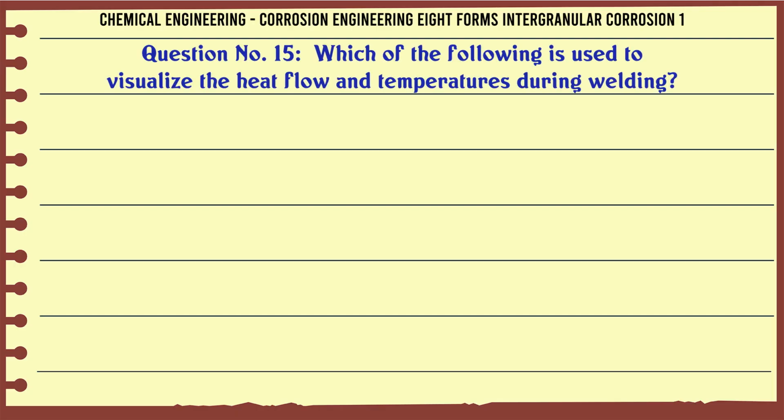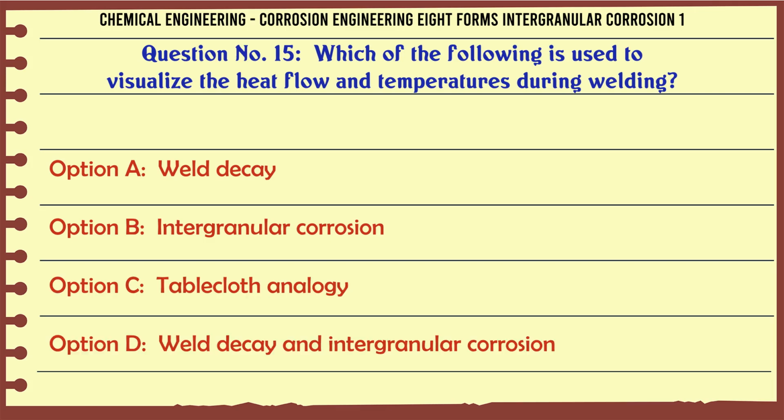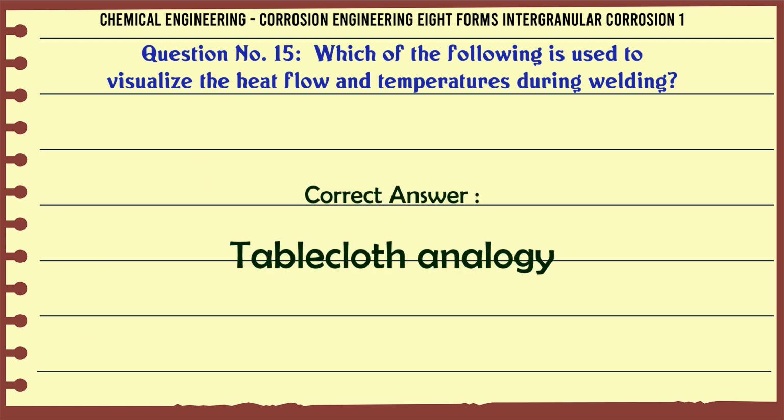Which of the following is used to visualize the heat flow and temperatures during welding? A. Weld decay. B. Intergranular corrosion. C. Tablecloth analogy. D. Weld decay and intergranular corrosion. The correct answer is tablecloth analogy.